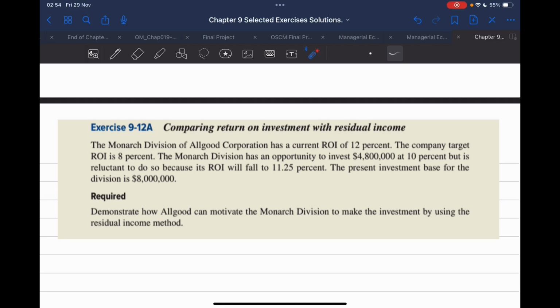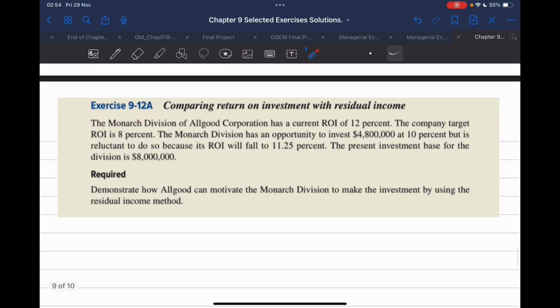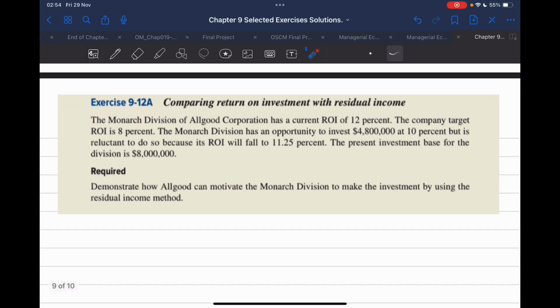In this video, we're going to be working on exercise 9-12A. So let's read the exercise together. It says the Monarch division of All Good Corporation has a current return on investment of 12%. The company's target return on investment is 8%. So this particular division is currently surpassing the target, right?